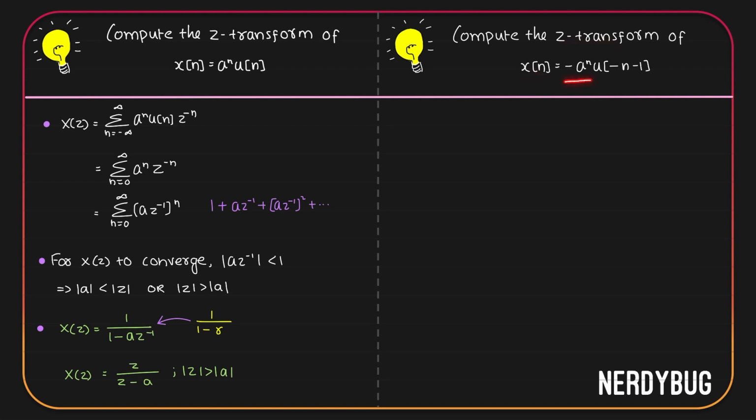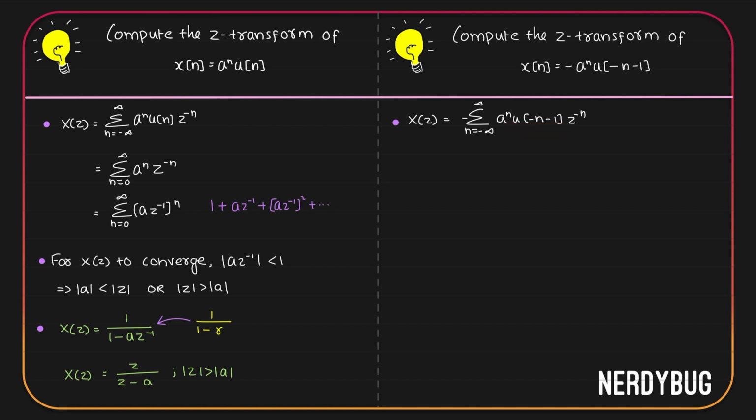x of n is minus a raised to n u of minus n minus 1. We know x of z is given by summation from n equals minus infinity to infinity. x of n here is minus a raised to n u of minus n minus 1 z raised to minus n. We have a negative here. Let us put it over here. Now we have a u of minus n minus 1 here. It is 0 for every n that is greater than or equal to 0. It is 1 for every n that is less than or equal to minus 1.